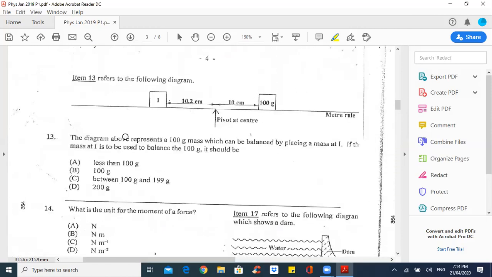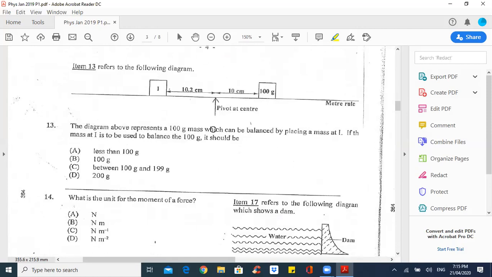All right, number 13. Number 13 here they said, the diagram above represents a 100-gram mass placed on this side at I and can be balanced at position I. If the mass at I is to be used to balance the 100-gram, it should be what?